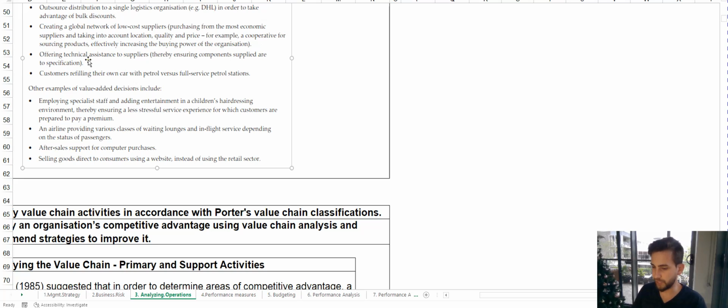Another example would be an airline providing various classes of waiting lounges. So customers might pay more, and they get to have a more premium experience whilst waiting in the lounges and so forth. After-sales support for computer purchases, selling goods direct to consumers using a website instead of using the retail sector.